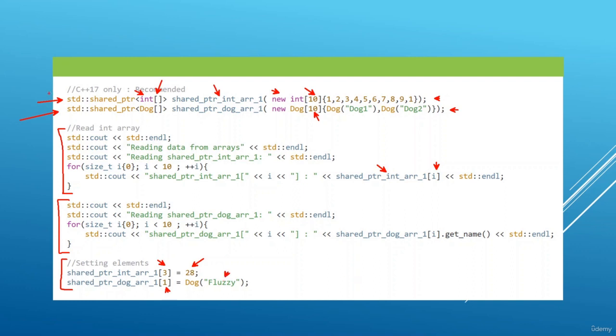One thing you should know is that support for shared pointers with arrays was added in C++17. So if you are on an older version of C++, this is not going to work. It is most probably going to give you a compiler error, so you should be aware of this.